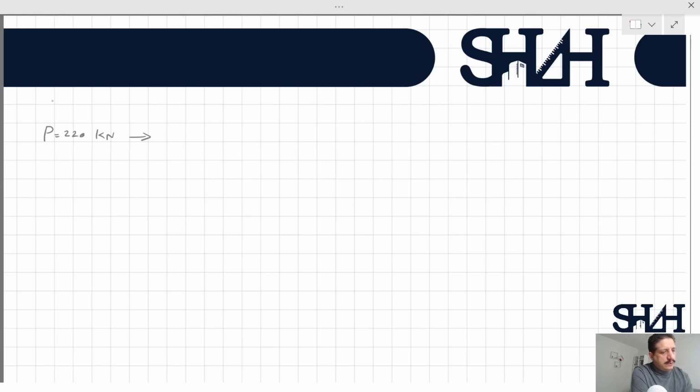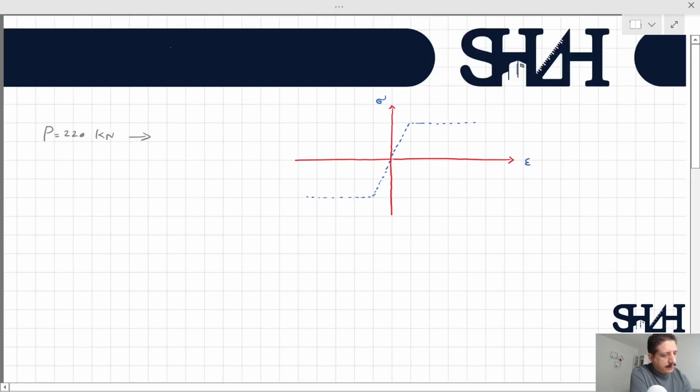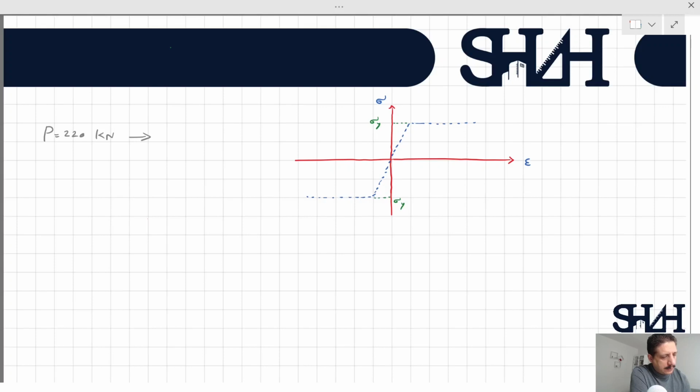So before we continue, it is better if we have a look on the material behavior in loading and unloading. Assume that we have a homogeneous material with the same behavior in tension and compression, epsilon and sigma. The maximum value for the sigma is called sigma y, and the corresponding strain is epsilon y.